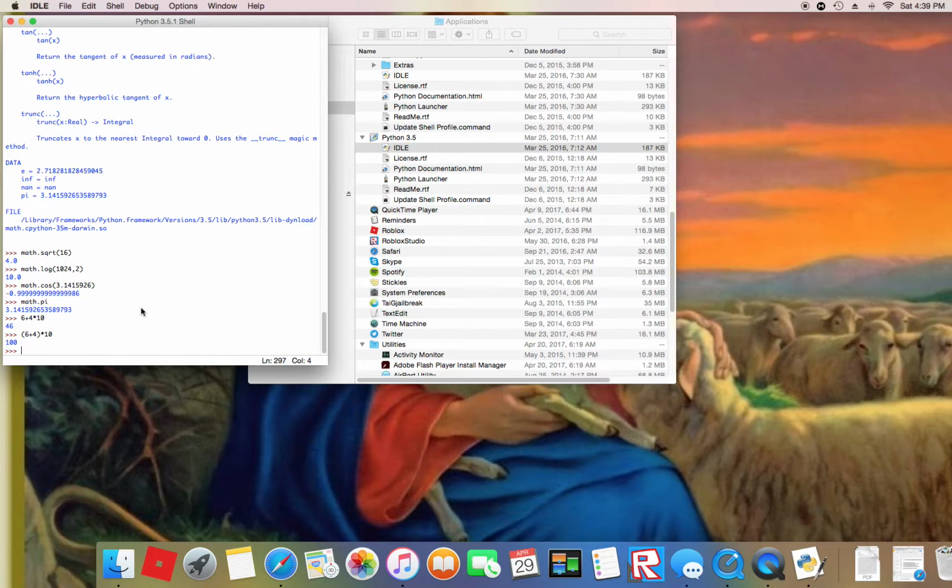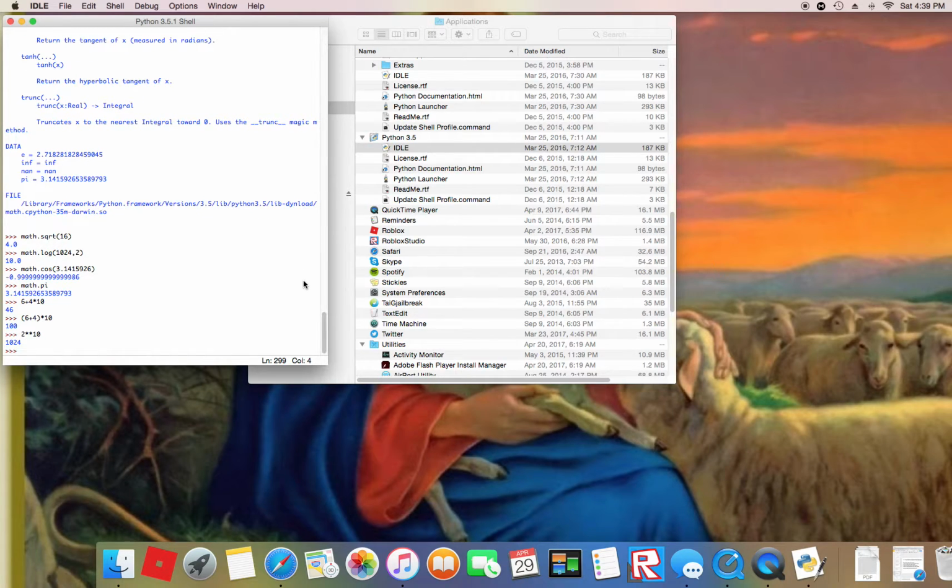And I had also shown you that it does exponentiation. So up here, I said 2 raised to the 10th power is 1024. So if I do 2, asterisk, asterisk, and then 10, that means 2 raised to the 10th power. And you see it's 1024.